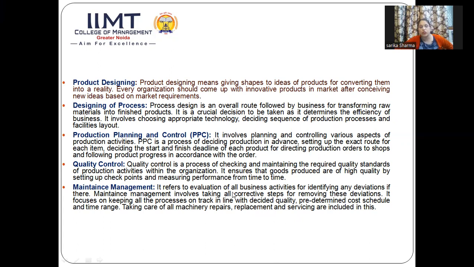It refers to the evaluation of all business activities for identifying any deviations. If the company finds any negative point or any problem, then it's very necessary to overcome that particular problem. Maintenance management involves taking all corrective steps for removing these deviations. It focuses on keeping all the processes on track in line with the decided quality. So maintenance is also a very important step.